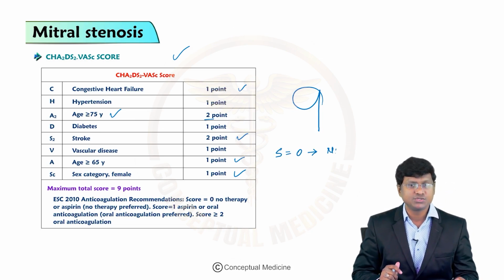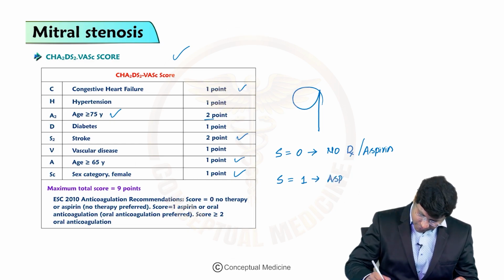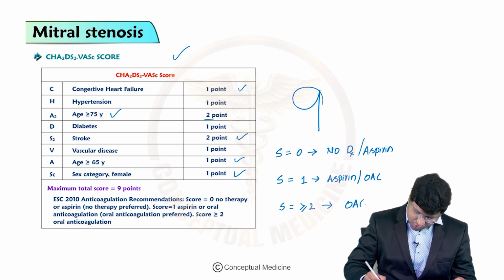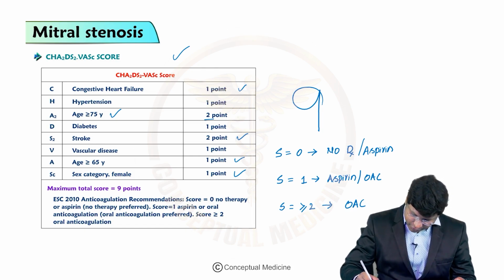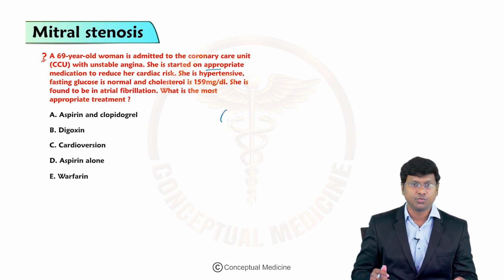So according to the guidelines, what it says is, if the score is 0, then no therapy, or you can give aspirin. Okay. Suppose the score is 1, then you can give aspirin or an oral anticoagulant should be given. And if the score is 2, right, more than or equal to 2, these individuals have to be given oral anticoagulants only. Now, we will go back to our clinical scenario, what we were discussing.